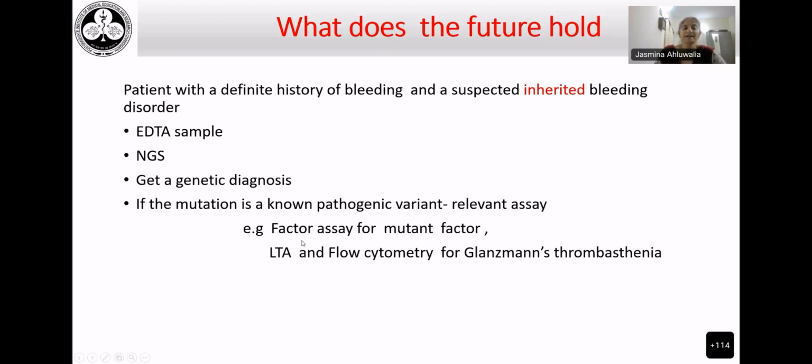If it is a mutation in factor 8, run a factor 8 assay and confirm a factor 8 deficiency or hemophilia A. If it's a GP1B receptor defect mutation, then you can do light transmission aggregometry or flow cytometry and confirm a Glanzmann's thrombasthenia. So the exact reverse might be what you see in the future.